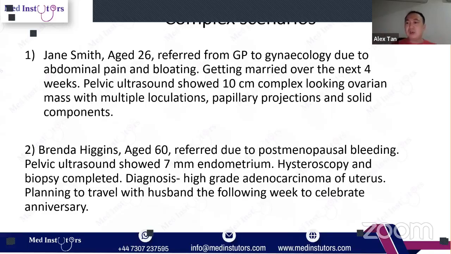Now, you can say that you're giving her a staging laparotomy. Yes, that's fine. There's something you're missing. She's 26, about to get married.